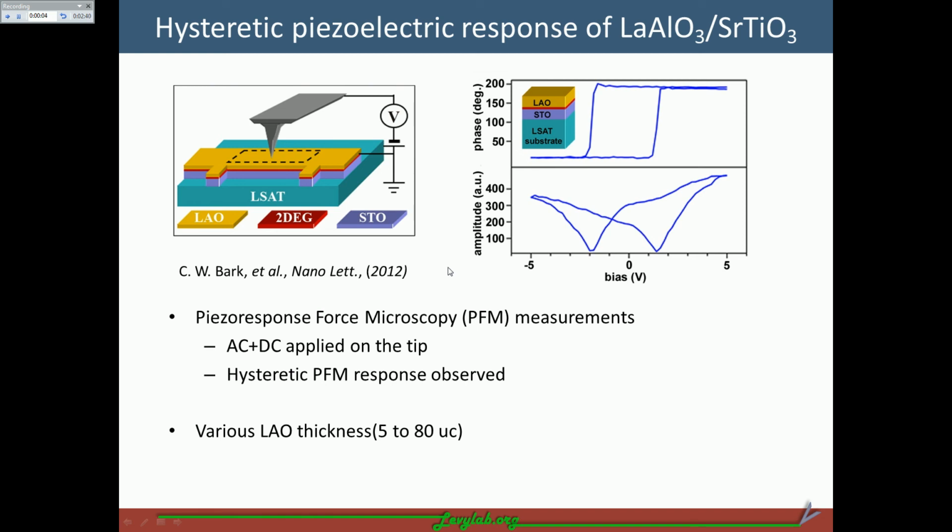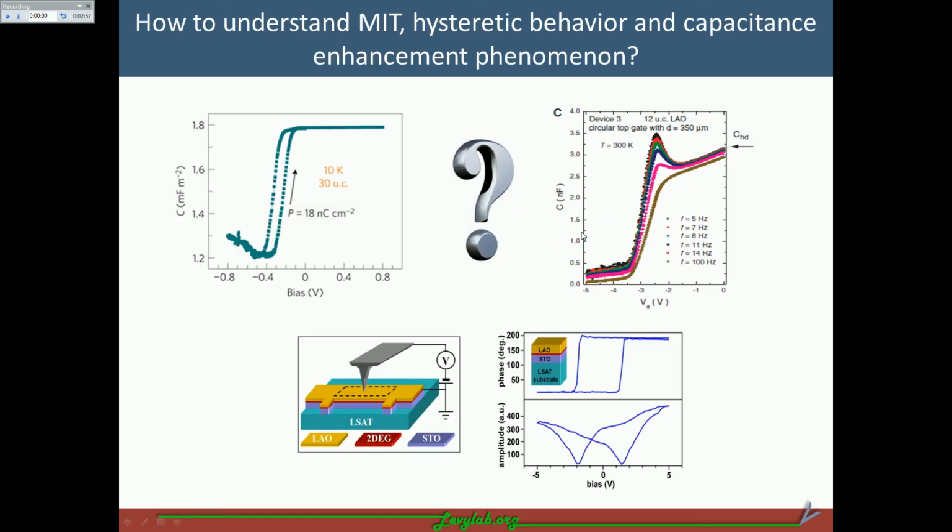Also, in Chang-Beom's group, piezo response microscopy study was also reported in this LAO/STO system. This hysteresis behavior was shown during the metal insulator transition at the interface. So we want to understand these transport measurements, this hysteretic behavior, and also this capacitance enhancement phenomenon. So we combine both the capacitance measurement technique and the piezo response measurement in our study.